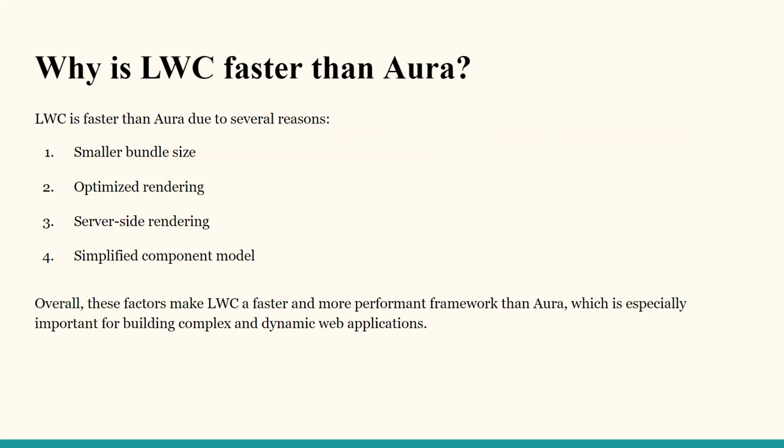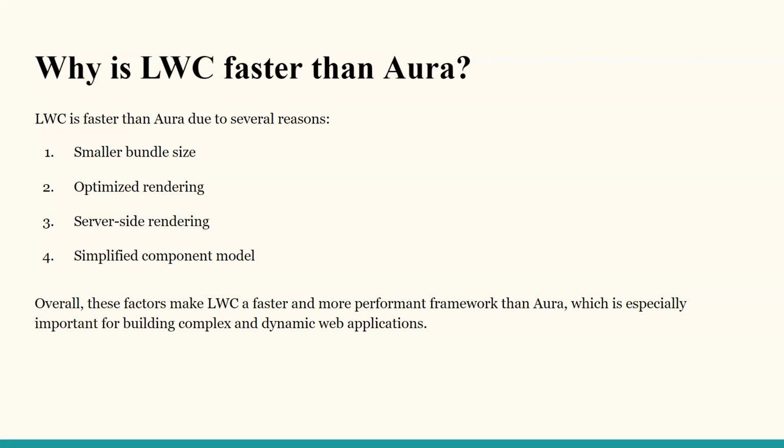Two, optimized rendering. LWCs use native Shadow DOM and Virtual DOM, which enables more efficient and optimized rendering of components. This is in contrast to Aura, which uses its own rendering engine that can be slower and less optimized. Three, server-side rendering. LWC supports server-side rendering, which allows components to render on the server-side before being sent to the client. This can reduce the amount of work the client has to do and improve performance.